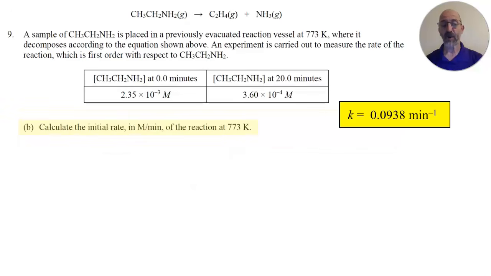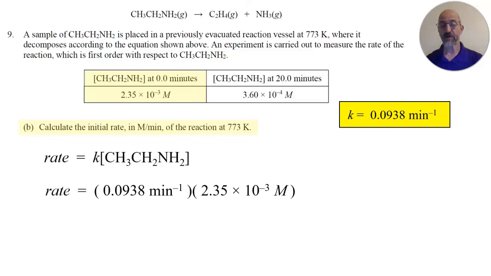Now let's take a look at part B, which says calculate the initial rate in molarity per minute of the reaction. So there's our first order rate law. So rate equals the rate constant k times the initial concentration of the reactant, which we already know that value. And since we just calculated in part A the rate constant k, that means that we can go ahead and put in those two values. So the answer to part A was 0.0938 inverse minutes. That's my rate constant.